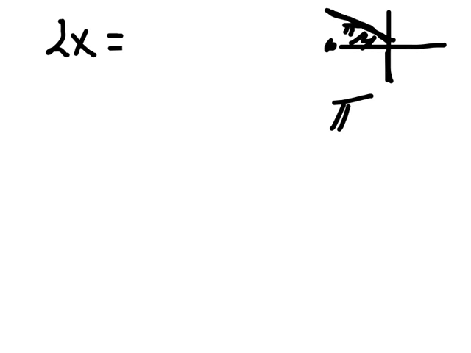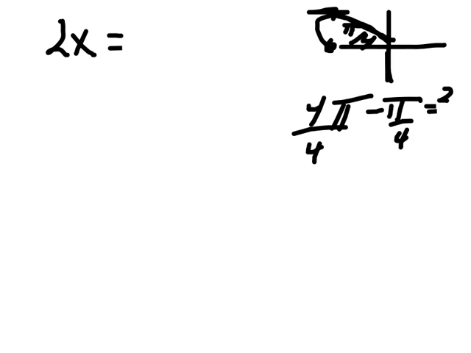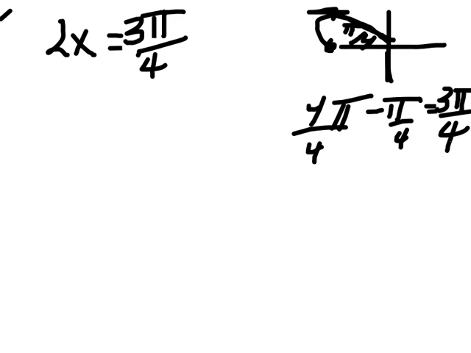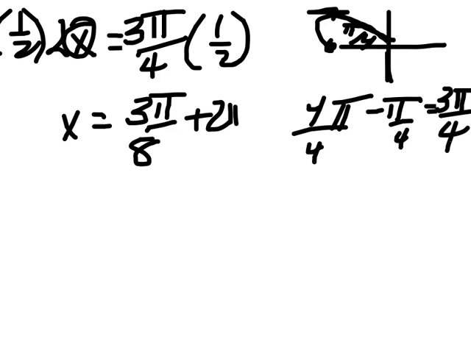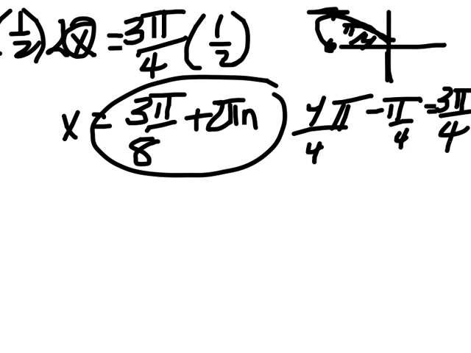Quadrant 2, I'd have 2x is equal to, now what would this angle be? If it has pi over 4 as a reference angle, it would be pi, 180, minus pi over 4. 4 pi over 4 gives me a common denominator. That's going to be 3 pi over 4 in quadrant 2. So 2x is 3 pi divided by 4. Multiply both sides by a half to solve for x. I'd get x equals 3 pi over 8, and then plus 2 pi n would give me all the solutions that would land on that angle.